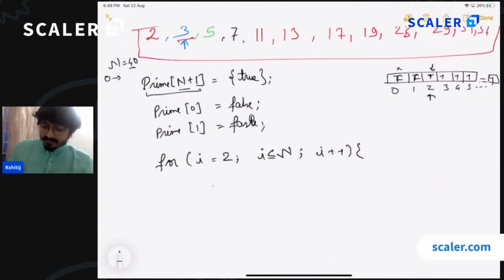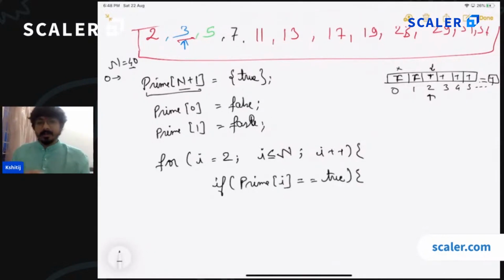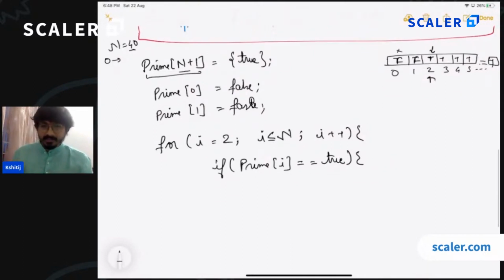So we'll just check if the number at index i is true, if this number is currently a prime or not. What is the first available prime number that we have here, right? If it is a prime number, this means that none of its multiples can be a prime number. So for all its multiples, make them false. So if 2 is true, 4, 6, 8, 10, all these numbers should be turned to false. So I will just run a loop. Let's take a different variable.